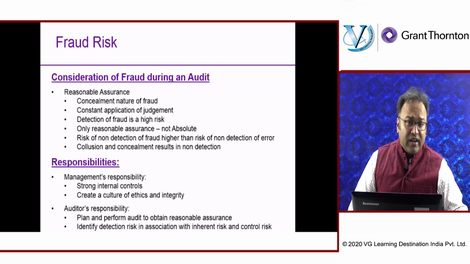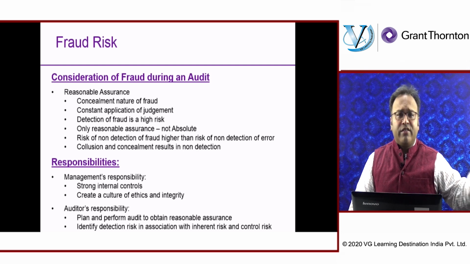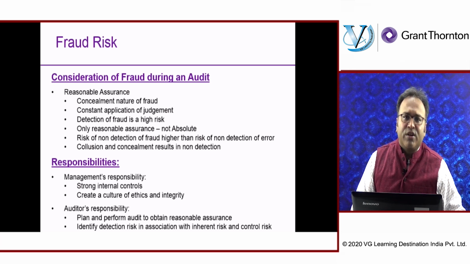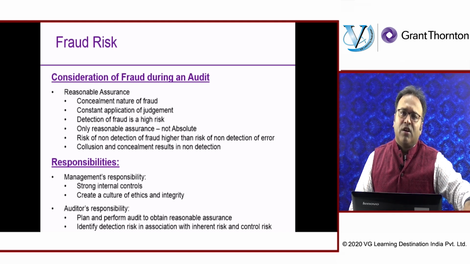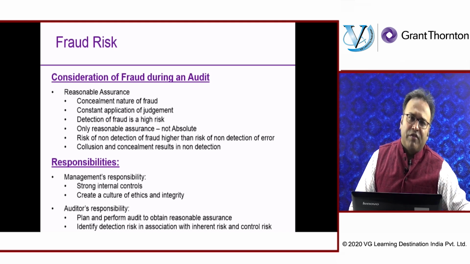Whereas in case of an error, it's very clear that if the authorizer made an error, the reviewer or the custodian will actually call it out. The three pillars of the foundation of review mechanism within the organization.